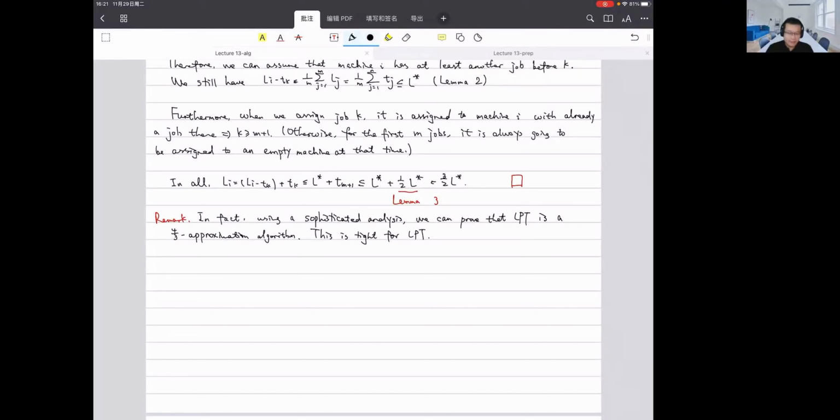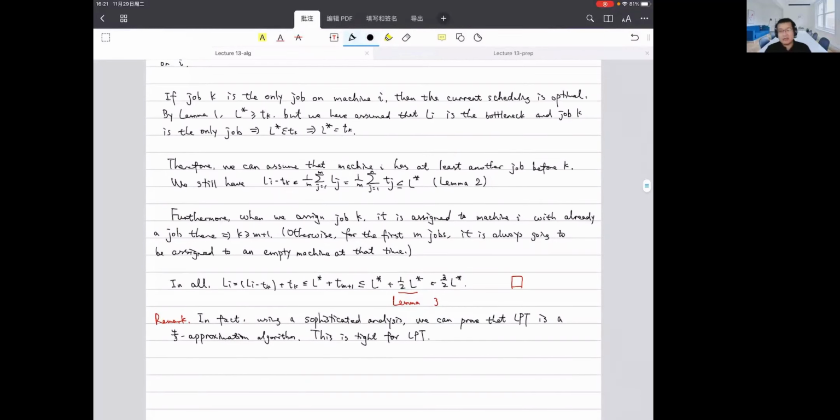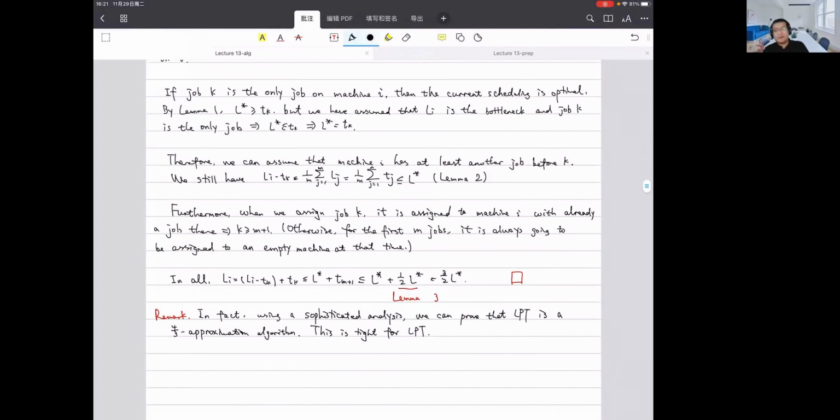So for the lecture today, I just want to show you the intuition that for designing a good approximation algorithm, typically a good greedy strategy is going to work well enough.